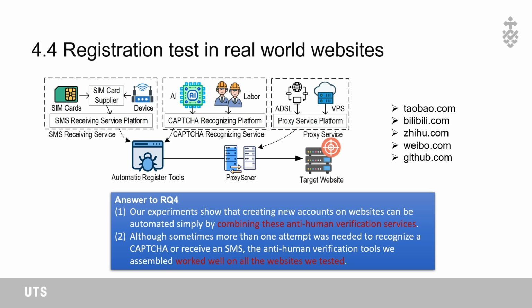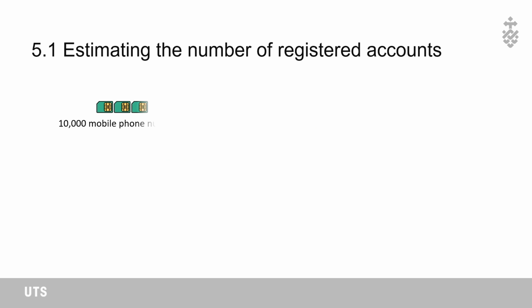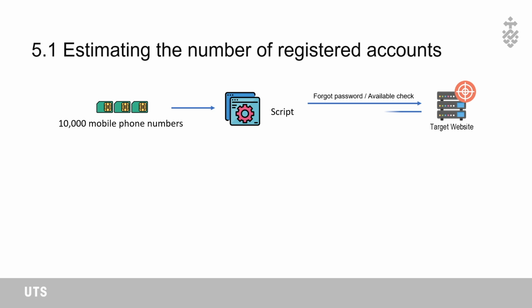websites we tested. With the data collected, we further attempt to characterize the impact of these bots and try to answer which websites are their targets, how many bot accounts are created, and can we estimate the market size of this underground ecosystem. We selected 10,000 phone numbers to check whether they have been used to create accounts.